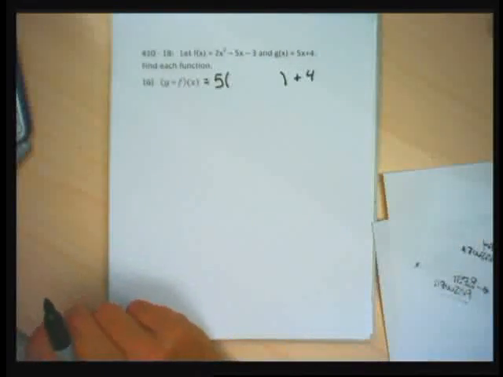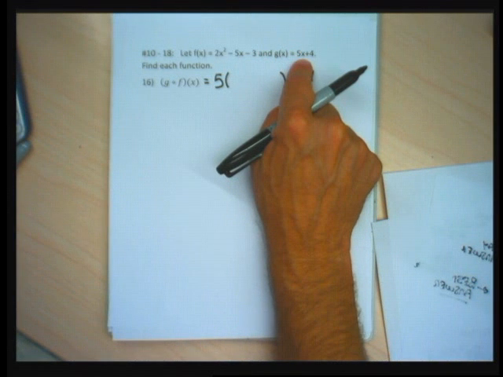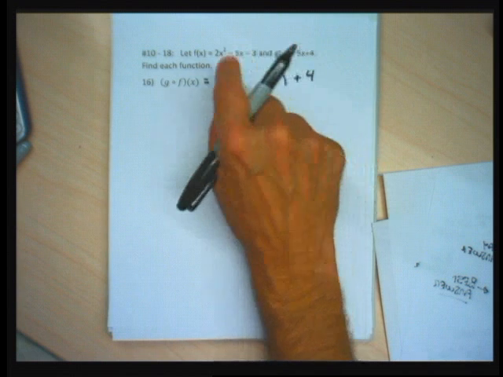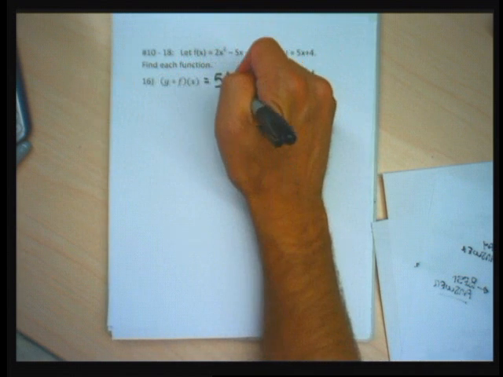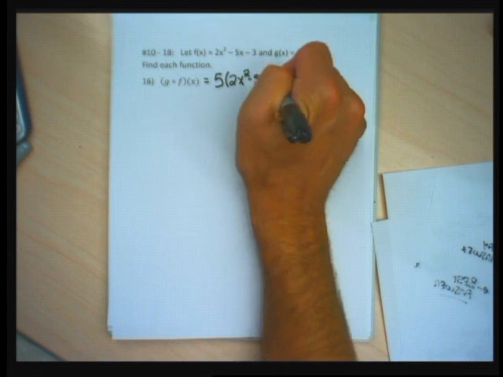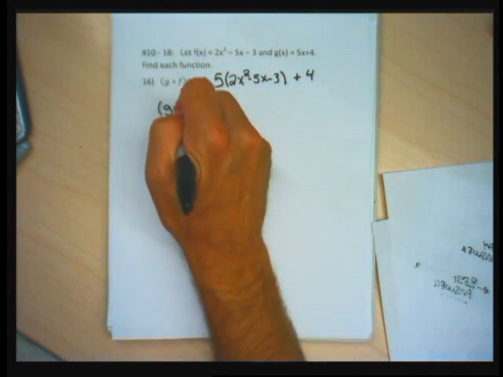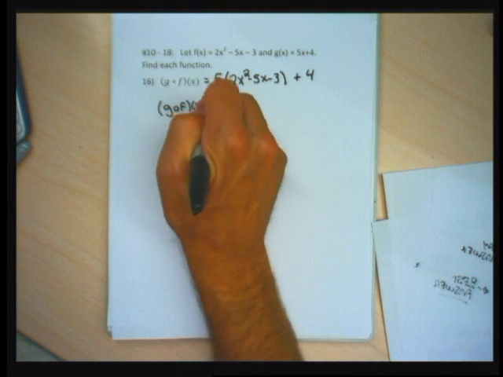I need parentheses when I do that. So I'm setting up to do that. I'm going to change that x to the entire f function. The f function is 2x squared minus 5x minus 3. Now it's just a matter of simplifying, factoring if it factors. So g composed with f of x.